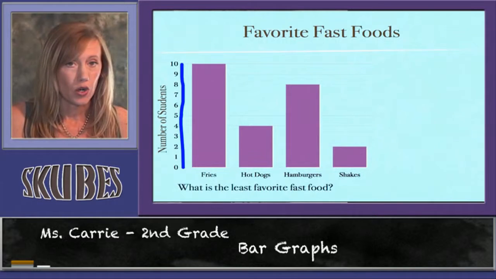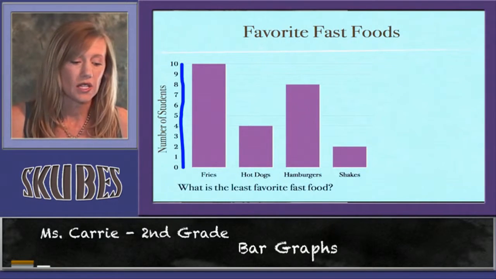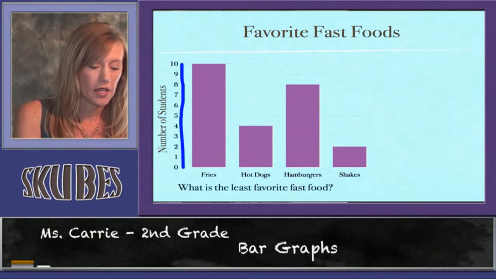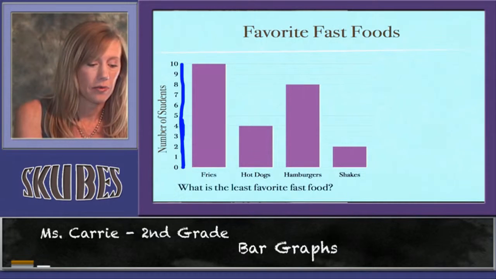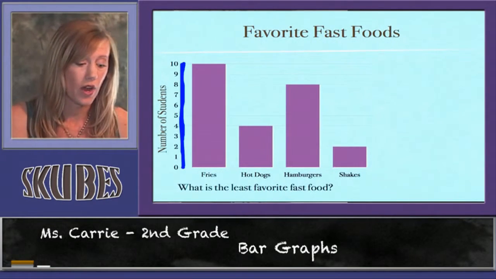So let's see if we can answer our question. What is the least favorite fast food? Well, let's find out how we add up the numbers on a bar graph. When you look at the fries, you go all the way up to 10. This bar stops at 10, so we know that 10 students chose fries.